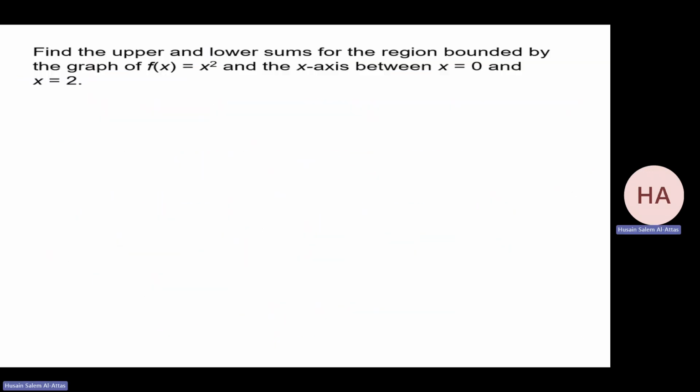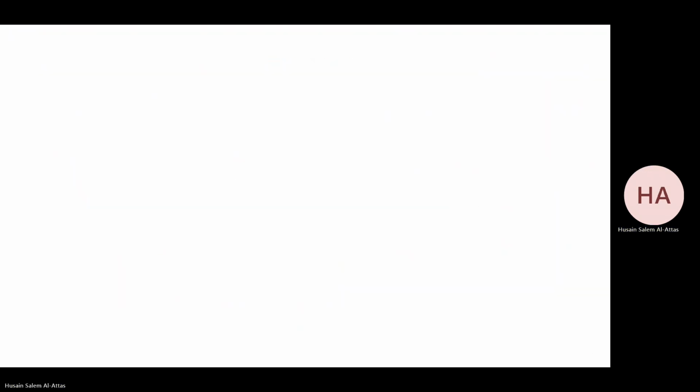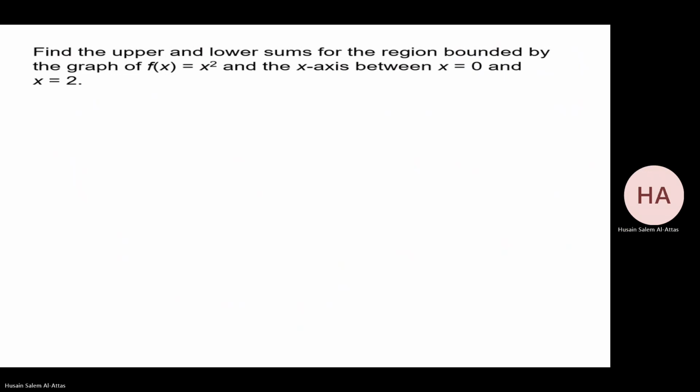Okay, let us do more problems. Find the upper and lower sums for the region bounded by this. You want the upper and lower sums. So here we are doing it for any n. This is for any n. So I'm doing it in general, for any n.